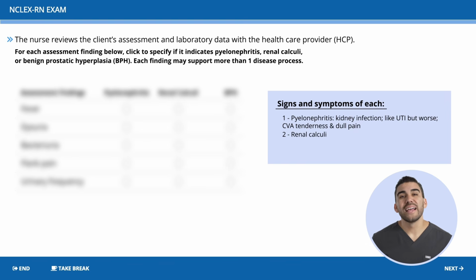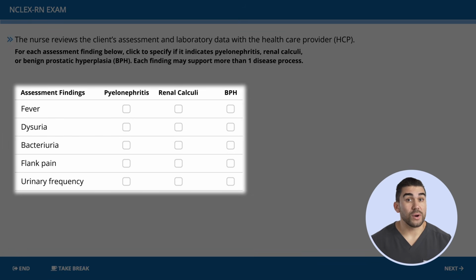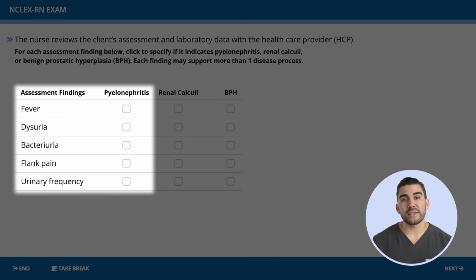in the flank. And lastly, for BPH, think of that big prostate that holds back urine. So we're going to see urinary retention, frequency, and even urgency. So now let's look at the chart here. Starting with pyelonephritis, the assessment finding is fever. So yes, let the name help you. Itis typically means infection. So pyelonephritis, we have a kidney infection.